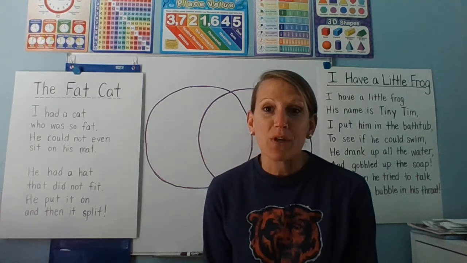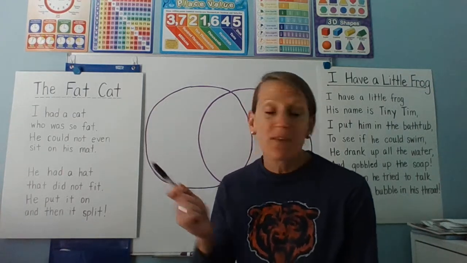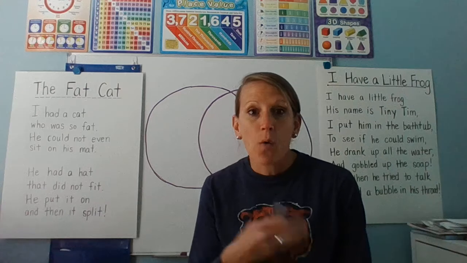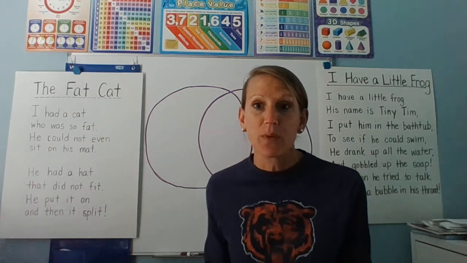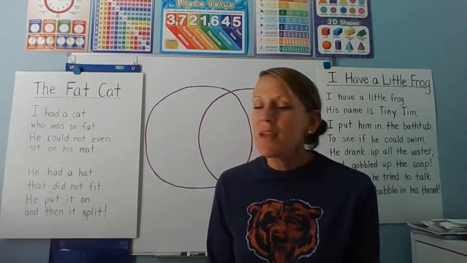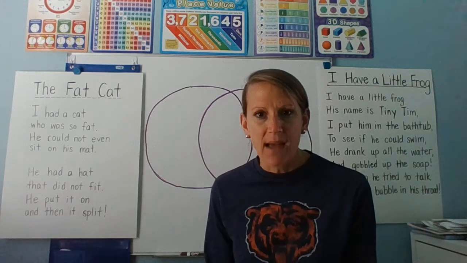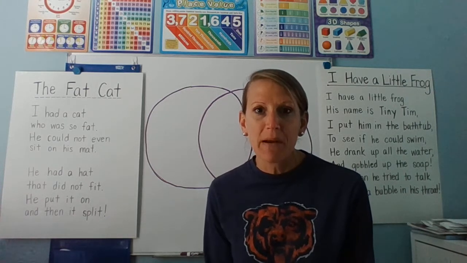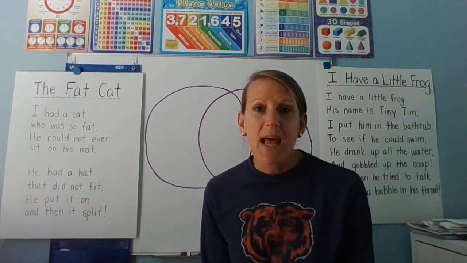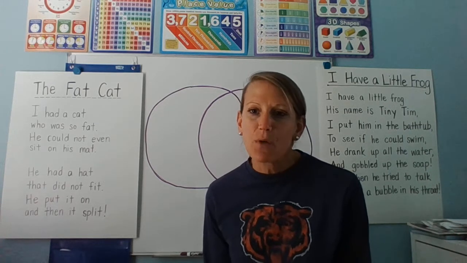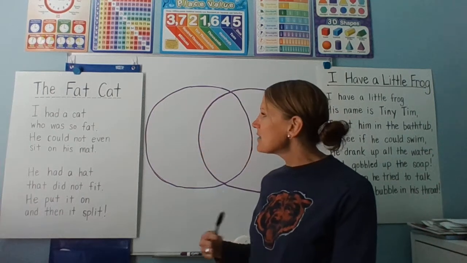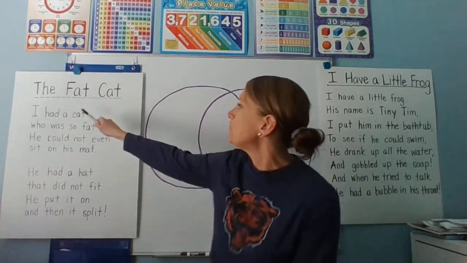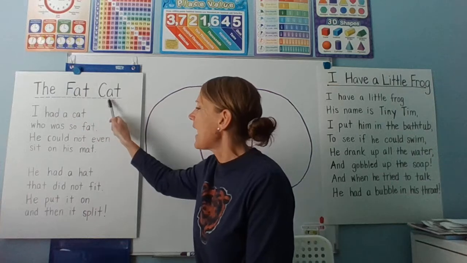Today what we're going to do is we are going to read each of these one more time, or if you're just joining us and you haven't done any of the poems, you get to read them for the first time. And then we're going to compare and contrast. So we will talk about what comparing and contrasting means as soon as we're done reading them. So let's first read The Fat Cat. So Ava and Reese, I'm going to ask you to join with me, okay? Here we go. The Fat Cat.